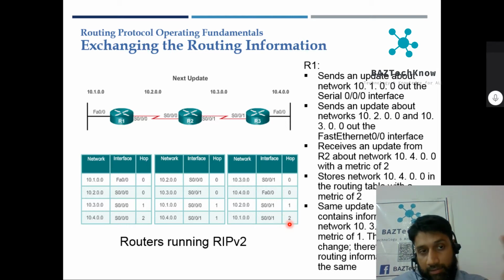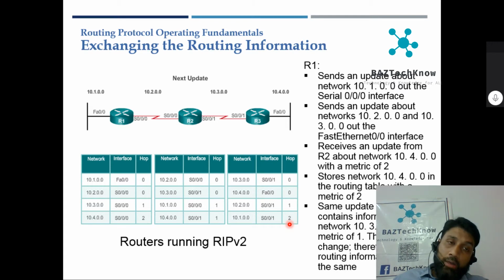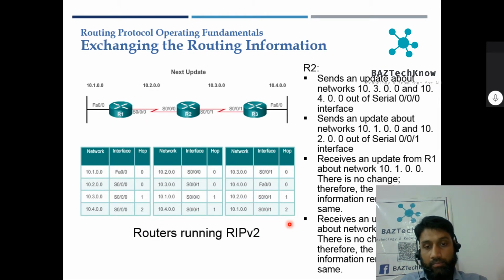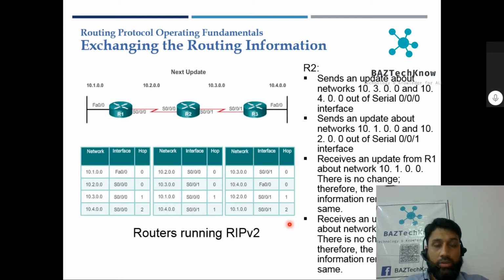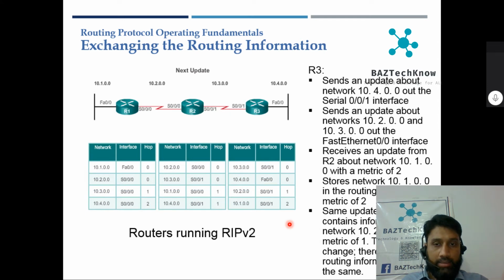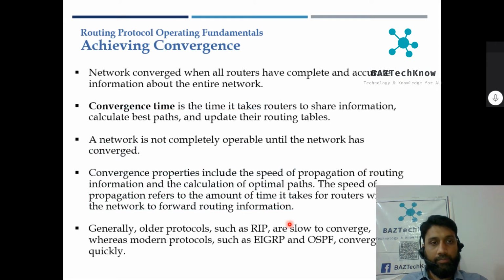Like this is available to R2, but it's on two hops. The same process is done with R2. Now R2 is exchanging routes, and now the process for R1. Now our R3 is exchanging the routes, and now he's updating all the entries in his table.